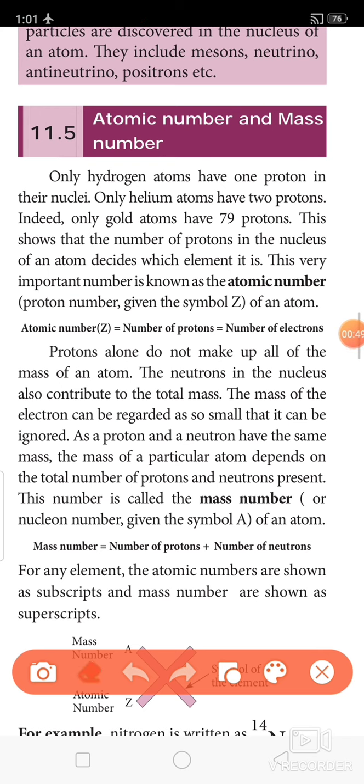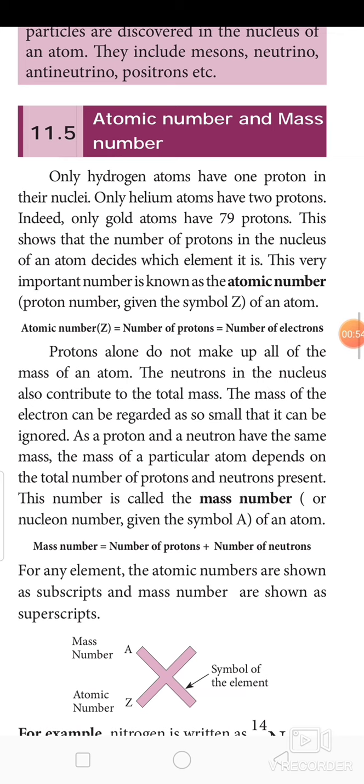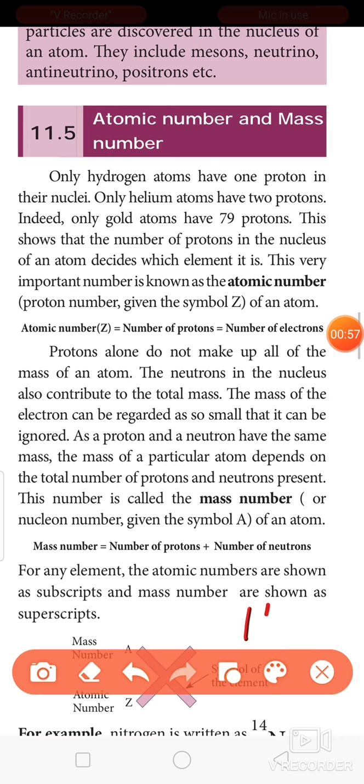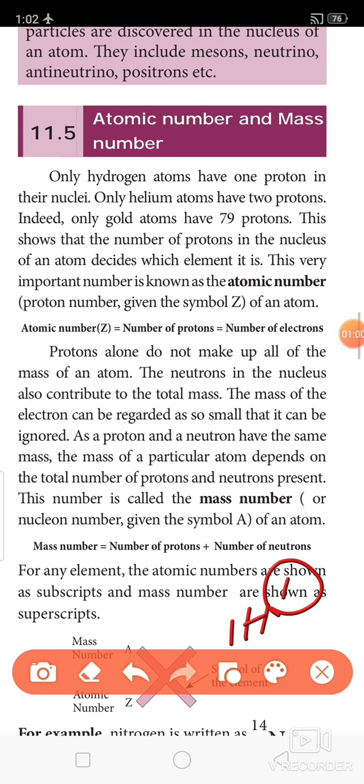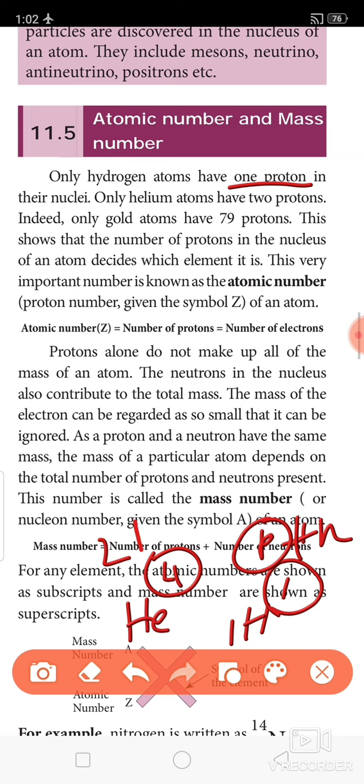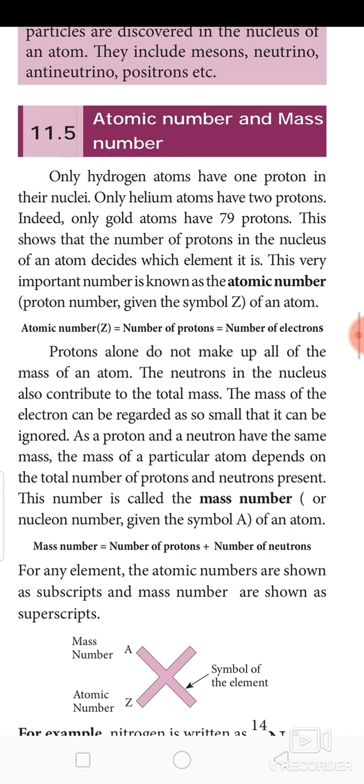What is a hydrogen atom? I may write hydrogen atom like this. How? H1, 1. This 1 shows number of proton plus number of neutron. Here the hydrogen atom consists only of proton. So the number of proton in hydrogen atom is 1. Only 1 proton. What about helium? Helium I may write He4. This 4 will be 2 plus 2, 2 neutron, 2 proton. So, number of protons is 2. Similarly, in the case of gold, it has 79 protons.